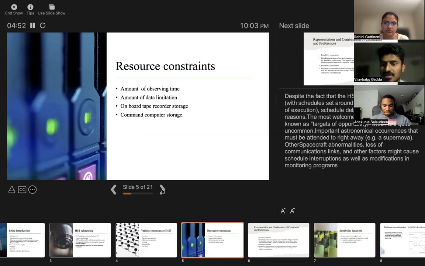Despite the fact that HST is mainly pre-planned with schedules set around 2 months in advance of execution, schedule delays occur for a variety of reasons. The most welcome disruptions are what are known as targets of opportunity, which are quite uncommon. These are important astronomical occurrences that must be attended to right away, for example, a supernova. Other spacecraft abnormalities, loss of communication links, and other factors might cause scheduling interruptions, as well as modifications in monitoring programs.